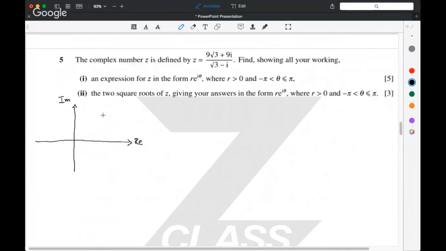So for instance, here I'm going to express the number 2 plus 2i. So it's 2 along the real axis and 2 along the imaginary axis. And the imaginary axis tells you what number is in front of i. So this is my Cartesian expression, like we're used to, x and y, of the complex number.